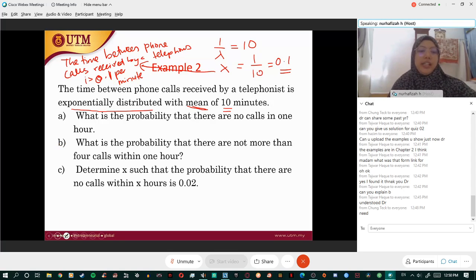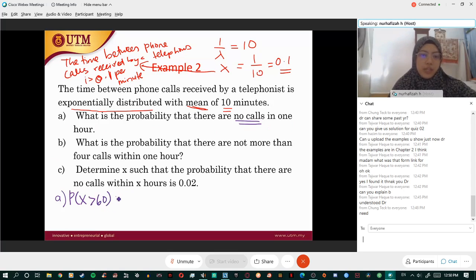So now the question A is, what is the probability that there are no calls in 1 hour? There are two methods of doing this. You can use either the exponential or the Poisson distribution. For example, by doing the exponential, change this 1 hour into minutes, or you change the 0.1 per minute into hour. I would change this 1 hour into minutes, much easier. That means P(X > 60).